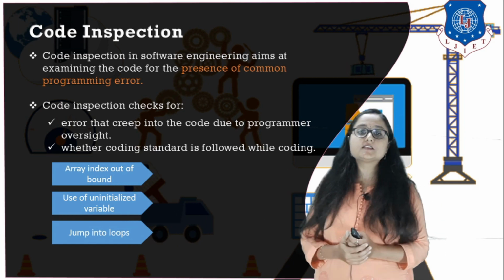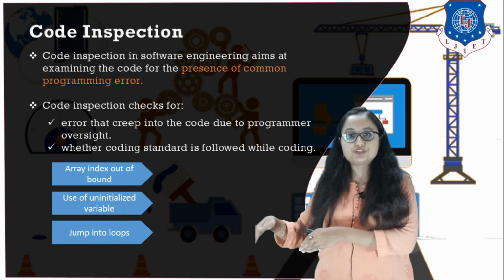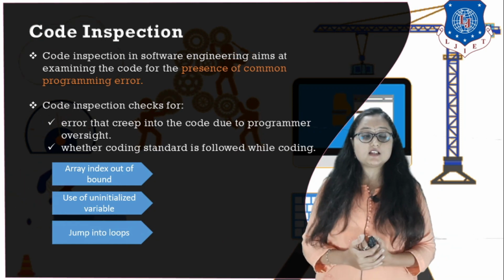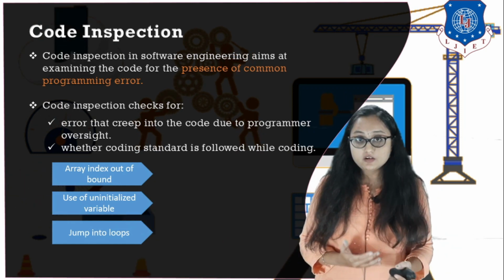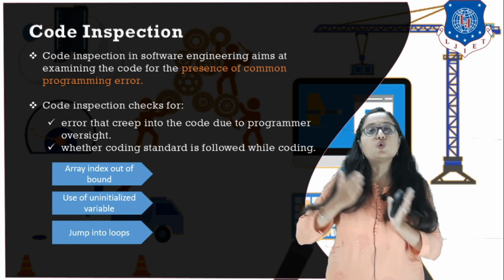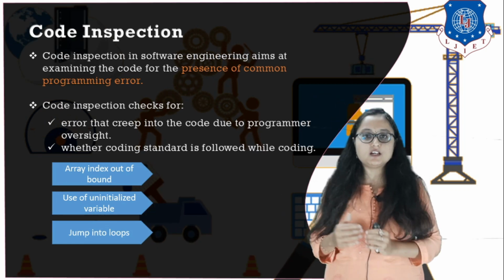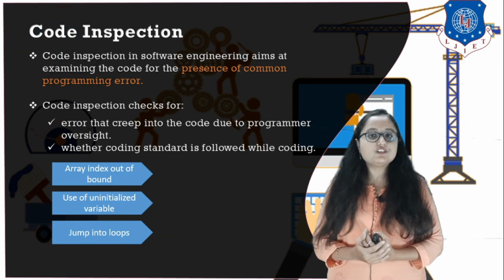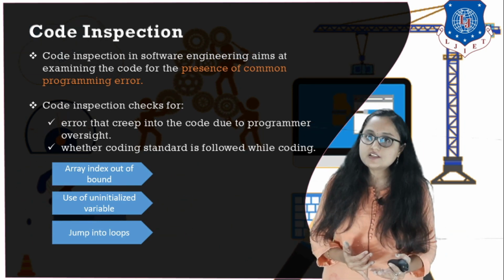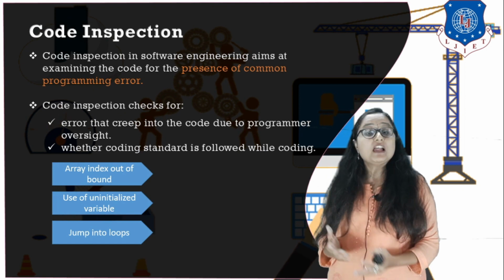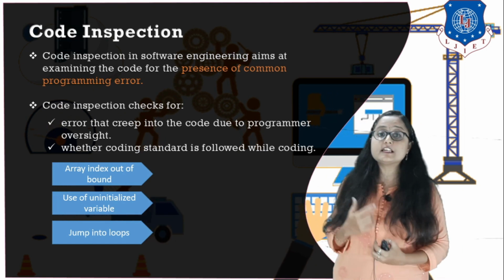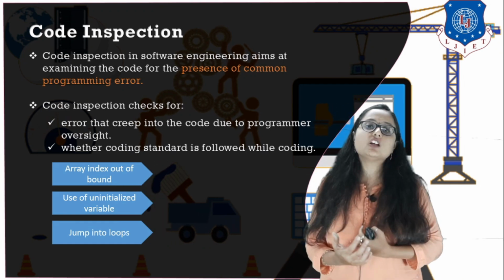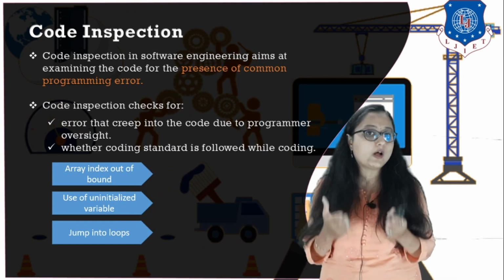The next is jump into the loops. Now while we were studying coding standards, we have already discussed jumping into the loops, right? For example, using of go to or using of break statement. Such statements actually are not recommended by software industry or any organization. And if a programmer is using such statements very heavily, then his or her code is not a quality code.